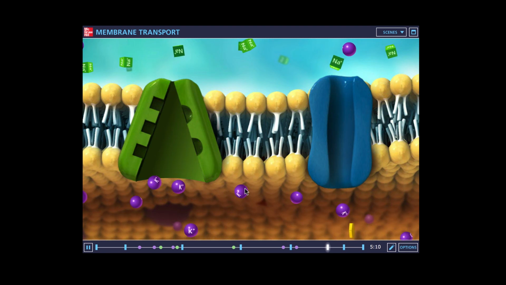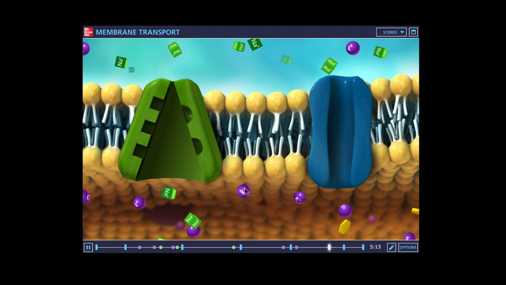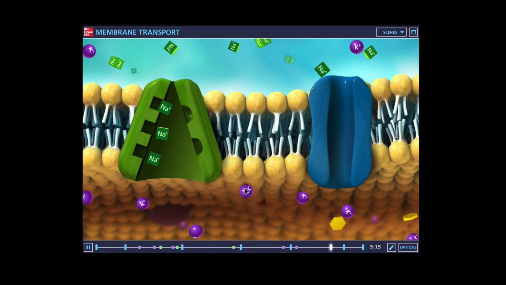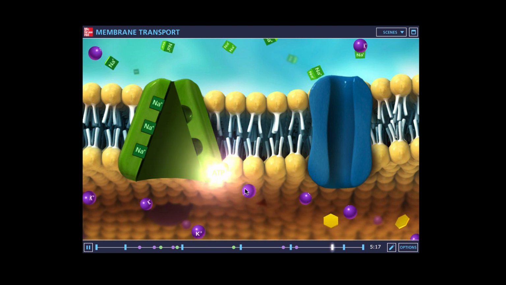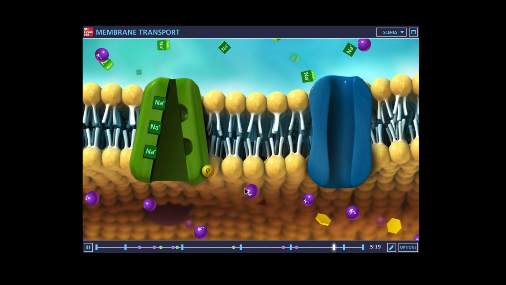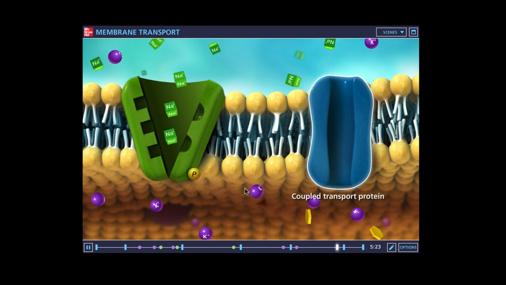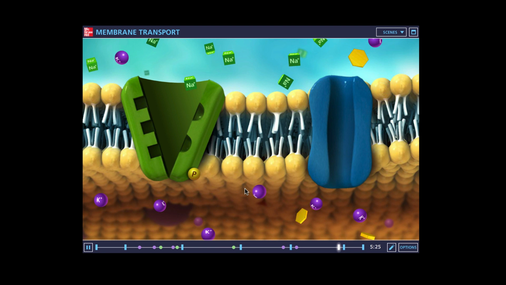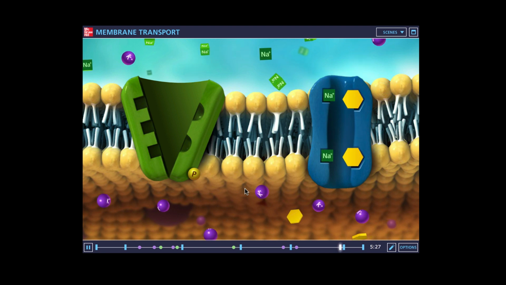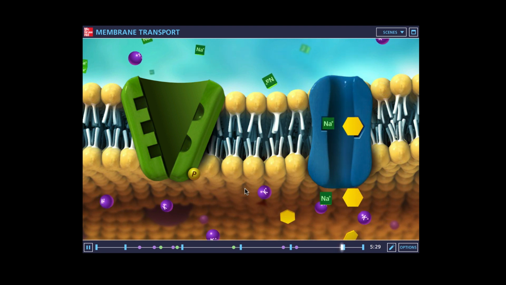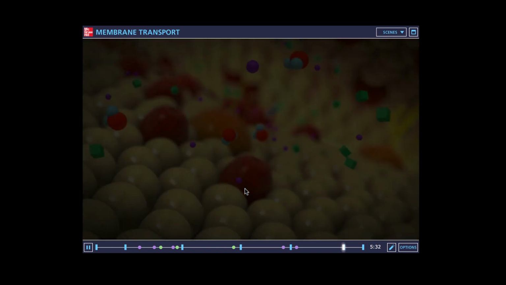In other instances of active transport, the concentration gradient created from the action of one pump can be used as the input of energy to drive a different pump, a process known as coupled transport. The large concentration gradient of sodium ions is used to bring glucose into the cell against its concentration gradient.